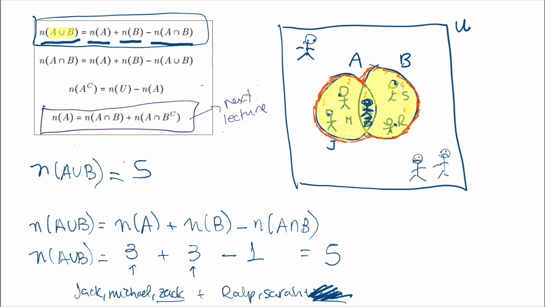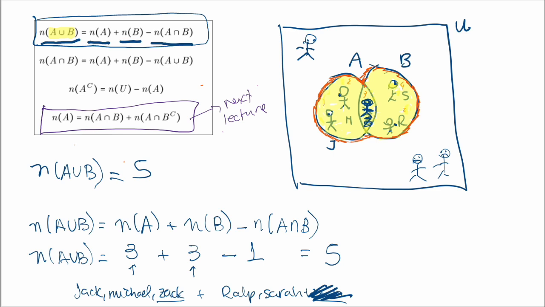And sometimes you want to find this number, the number of A union B, and you don't have it. You don't have to count, but you have n of A, you have n of B, and you have the intersection. So you can just come up with the final calculation. Okay.